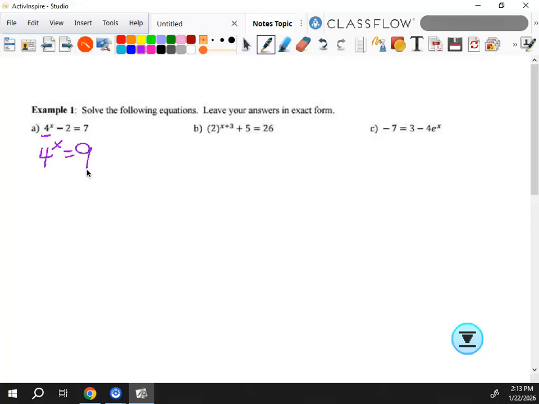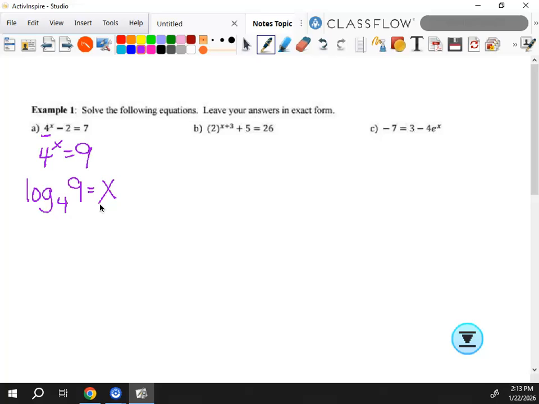So now I can rewrite it. This would become log base what? 4 of 9 equals x. There you go. It's solved. We did step 2, which was convert, and it is solved, and we don't have to simplify, so there you go. Okay? Everybody good so far?